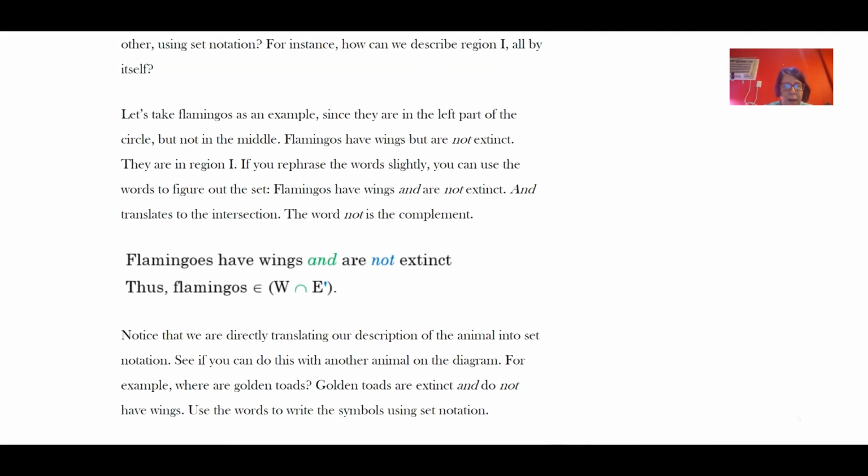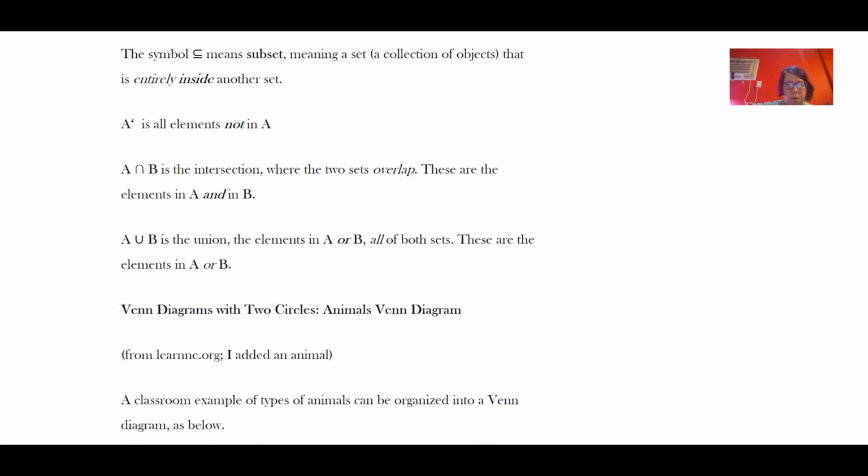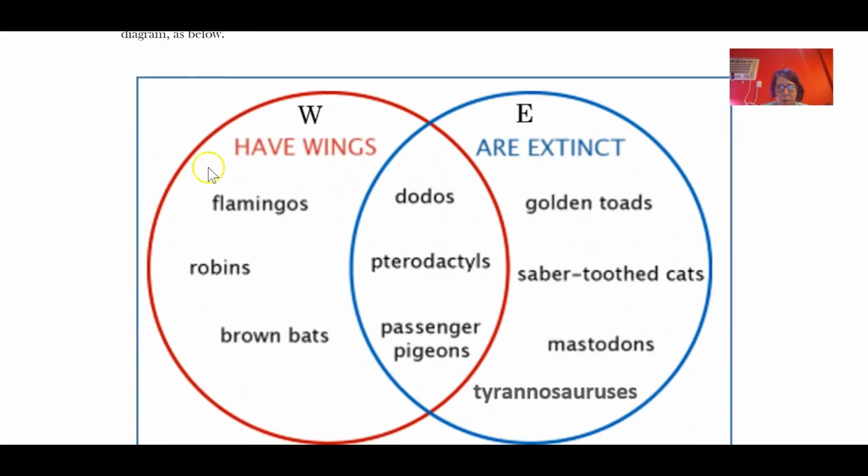So another animal is golden toads. So remember these golden toads? I don't even know what golden toads are, but they're extinct. And there they are in the extinct part. And of course they don't have wings. Toads do not have wings, right? So they're extinct and they don't have wings. So you could pretty much figure that out right now. E and not W. Extinct and not wings.